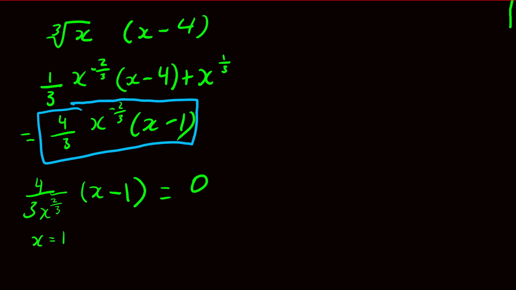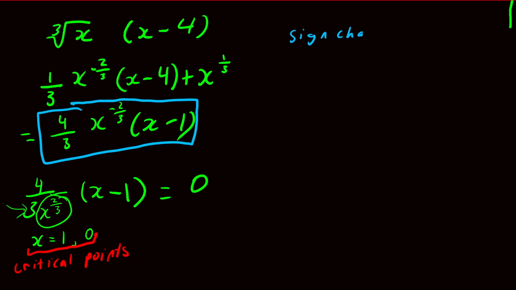And is it equal to 0 anywhere else? No, but we do have it equal to undefined. Why? Because look, if we can make the denominator of any fraction 0, then it's automatically able to be undefined. And when is this denominator 0? When x is 0. So, that means these two, 1 and 0, are our critical points. So now that we have our critical points, we can move on to using our sign chart right here.